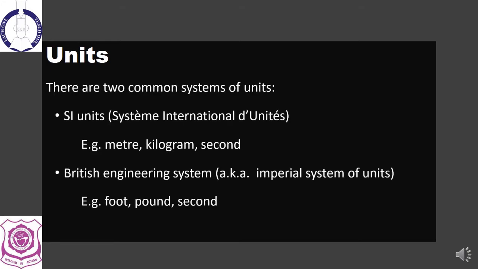When we talk about units, there are different systems of units in use today. Among these, the two widely used systems are: first one, the International System of Units, or commonly called SI units, which has the units such as meter, kilogram, second, etc. Then we have the British International System, also called the Imperial System of Units, which has units foot, pound, seconds, etc. The table here shows the base quantities and units, along with their symbol and abbreviation.